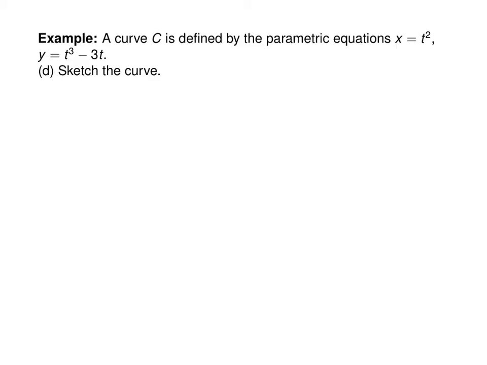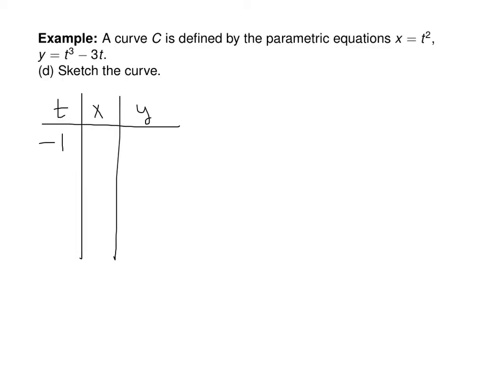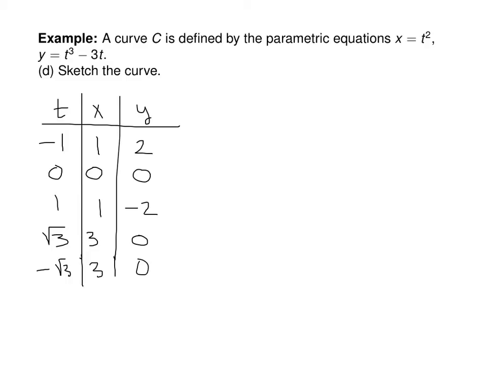Next, let's sketch this curve. So let's start with making a table and inputting all the t's we have information about. So t, x, y. We know that if t is negative 1, x is 1, and y is 2. When t is equal to 0, the x and y are both 0. When t is positive 1, x is 1, and y is negative 2. And when t is positive root 3, the x is 3 and the y is 0. And when t is negative root 3, the x is 3 and the y is 0 again.